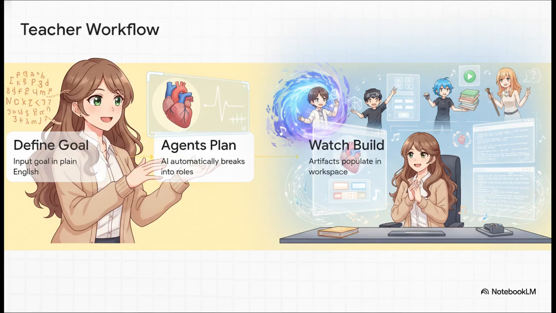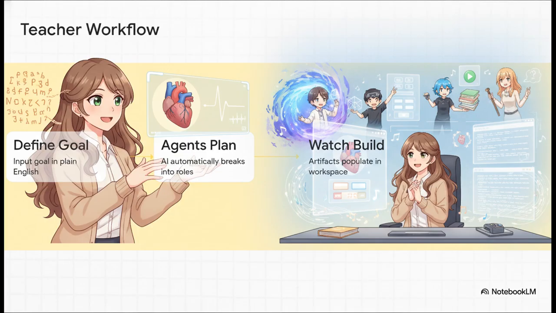So imagine Sarah. She's a high school biology teacher with absolutely zero coding experience. In step 1, she defines her goal in plain English. She literally just types, create an interactive 3D model of the human heart for high school biology students, include anatomical labels, and a simple blood flow animation. That's it. Step 2, the agents instantly plan their roles. One tackles the 3D geometry, one builds the buttons and user interface, one gathers the educational content, and another tests it all. Then, step 3, Sarah just sits back and watches the artifacts build in real time right there in her workspace.